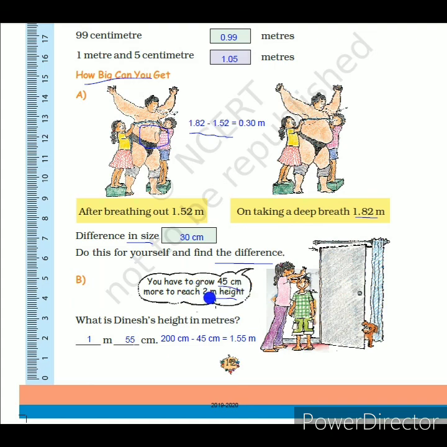To find how many centimeter this boy actually has, first of all we have to find the difference. To find the difference, we have to convert this 2 meter to centimeter. That is 2 meter is 200 centimeter, and subtract this 45 centimeter from that 200 centimeter. 200 minus 45 is 155 centimeter, or 1 meter 55 centimeter. So what is this boy's height now? His height is 1 meter and 55 centimeter, or 155 centimeter.